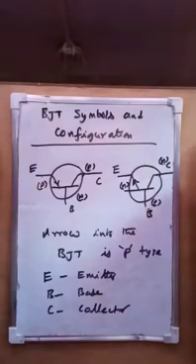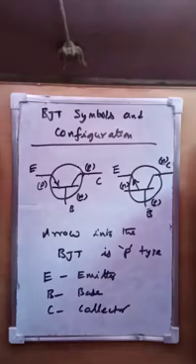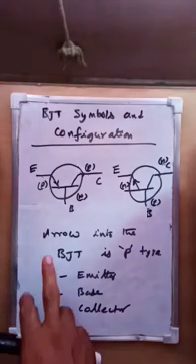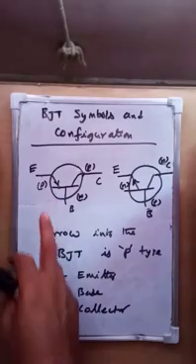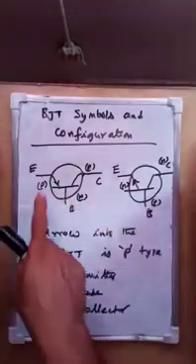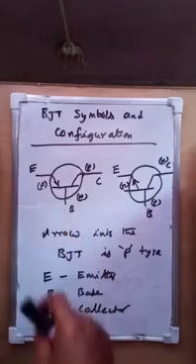So today I am explaining the concept of symbols of BJT. BJT means bipolar junction transistor and its configurations. So let me explain the symbols of these two transistors. So this is emitter, base, and collector.